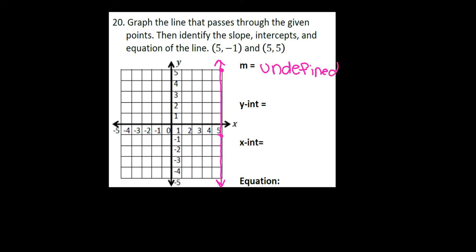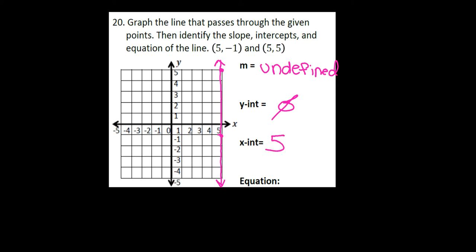Remember, that line is so steep that we can't even give it a number. It is straight up and down. The y-intercept of this function, well, there isn't one. We write a little symbol that says there's no y-intercept because it doesn't cross the y-axis anywhere. And then our x-intercept, it's happening right there at the number 5.